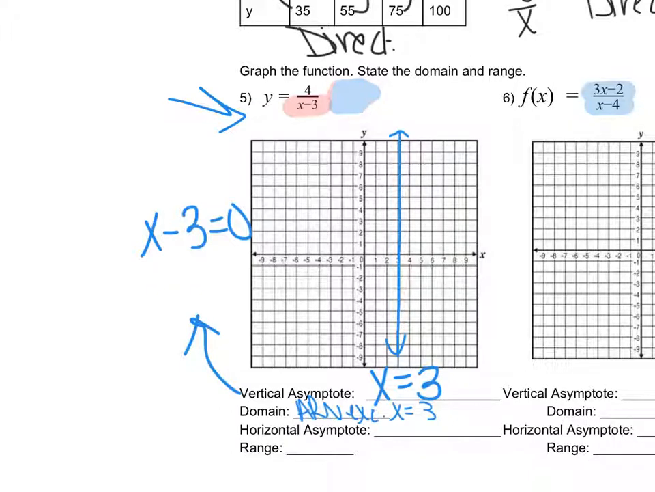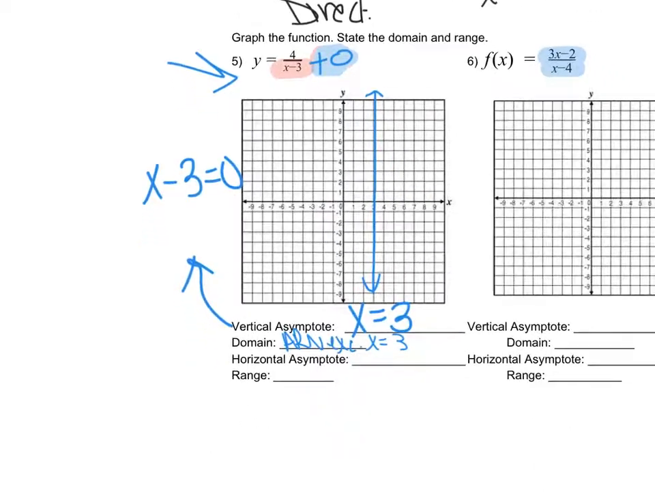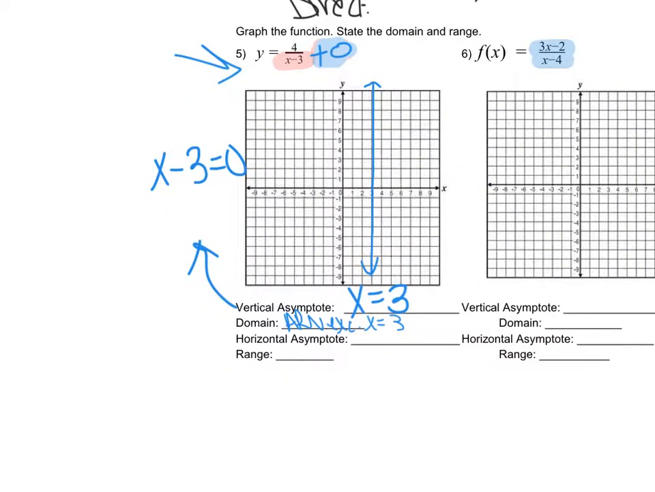So here, there's nothing actually added or subtracted, which essentially means it's plus 0. So if it had been plus 5, it would have a horizontal asymptote at 5. If it was minus 6, it would have a horizontal asymptote at negative 6. But since there's nothing there in this case, it's plus 0, which means our horizontal asymptote is at y equals 0. So we can go ahead and put our horizontal asymptote in there, and then our range corresponds to that. It's all real numbers except 0.